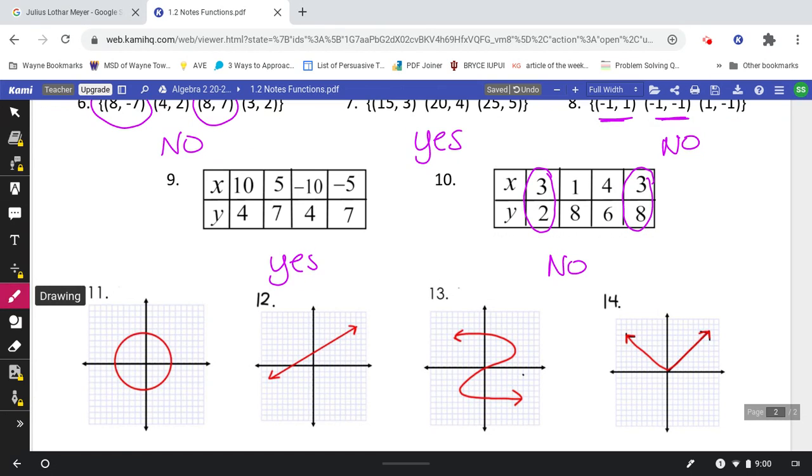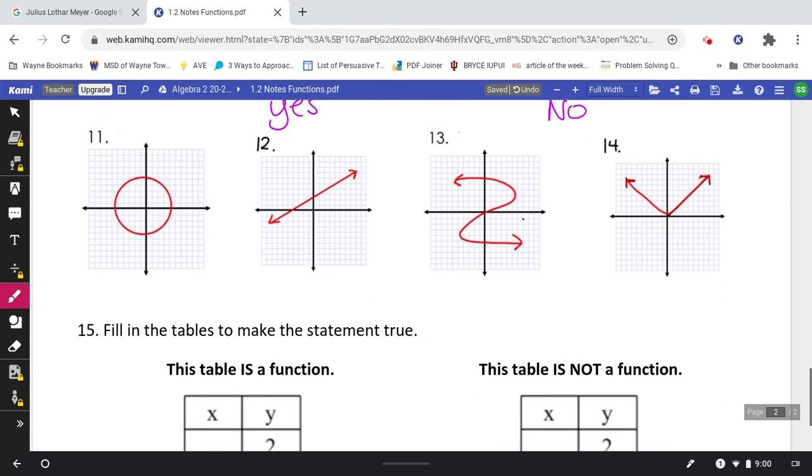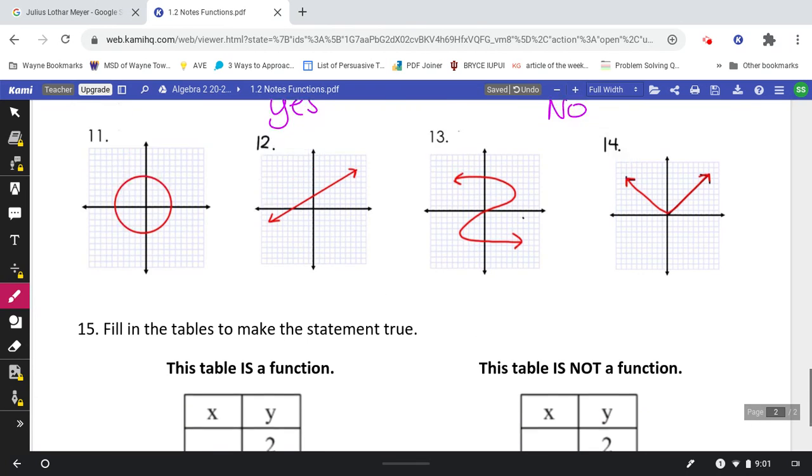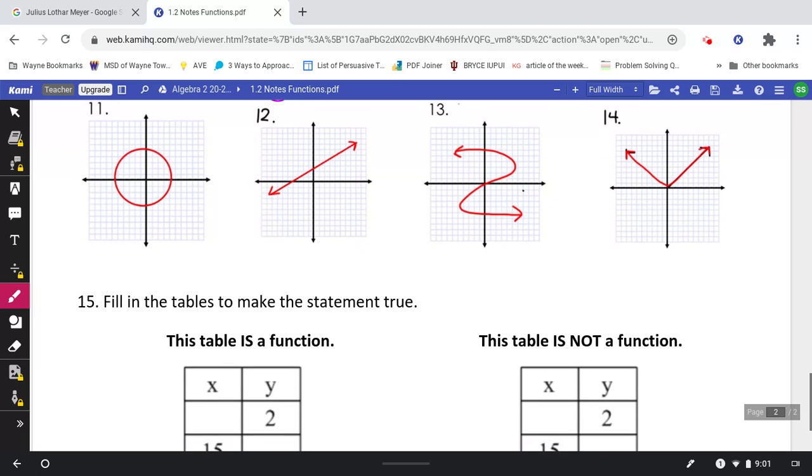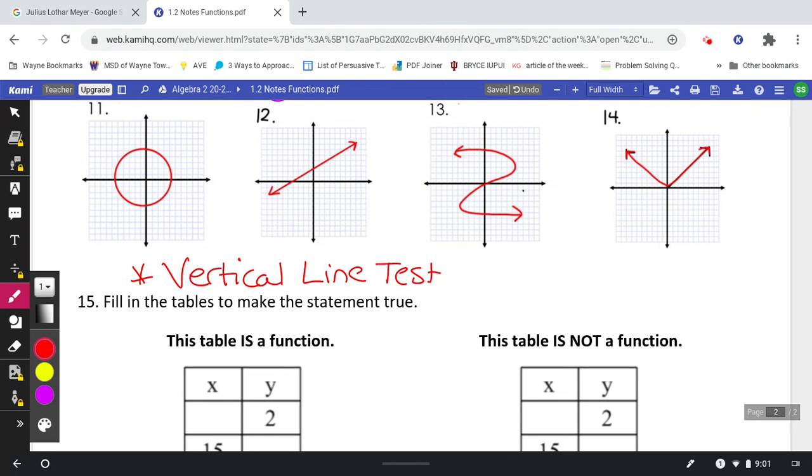All right, last part that we're going to do here is our graphs. And then we've got this little piece at the bottom. So for number 11 through 14, the way we're going to check these, because we don't have any numbers to see whether they're repeating, we're going to do something called the vertical line test. Write that down. Vertical line test. And vertical is up and down.